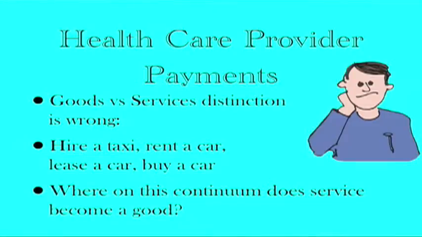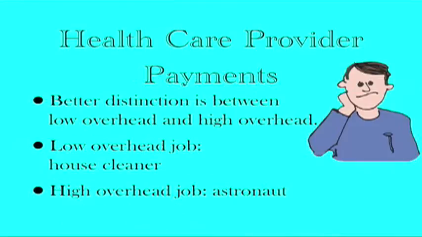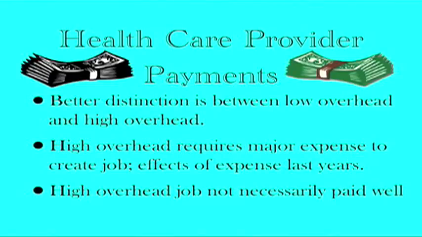Healthcare provider payments. The goods versus services distinction is wrong. Hire a taxi, rent a car and drive it yourself, lease a car long term, or buy a car outright. Where on this continuum does a service become a good? A better distinction is between low overhead and high overhead. A low overhead job is, for example, a house cleaner. High overhead job, astronaut. A high overhead job requires major expense to create the job and train someone to do it. The effects of the expense last years.